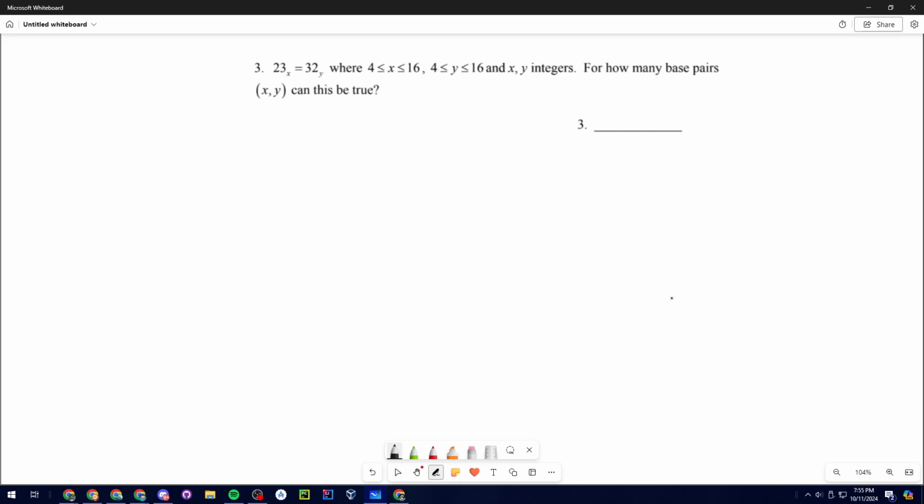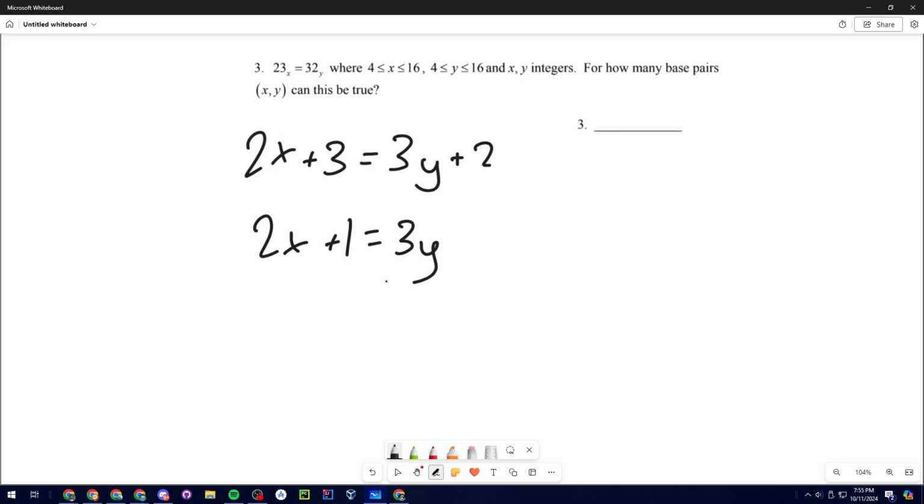So 23 in base x is just 2x plus 3, equals 3y plus 2, right? Just expanding them out in bases. So 2x plus 1 is equal to 3y. Now, these are our conditions, which is kind of given to us anyways, but I'm happy they wrote this out so it didn't trip anybody up. But if we let x equal 4, does it work? Yes, it does. Do I even need to write the y? I mean, y is 3. Oh wait, no, I need to acknowledge the y, because 4, 3 is not a solution, right? So yeah, 4, 3 is bad.